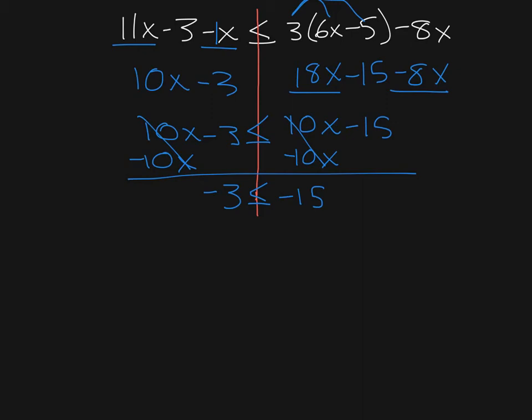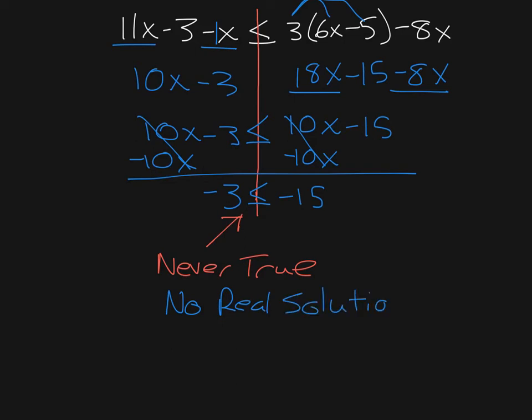Negative 15 is more negative. This statement is never true. And since it's never true, instead of all real numbers being solutions, this inequality actually has no real solutions. There's not a single real number that we can substitute for x that will make this inequality true.